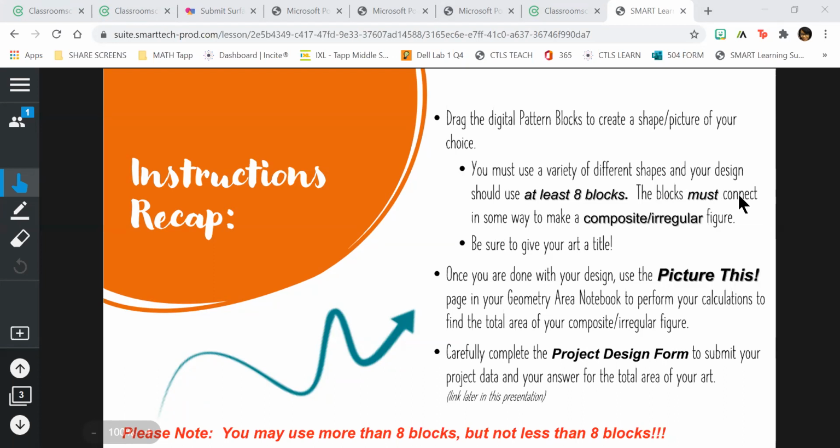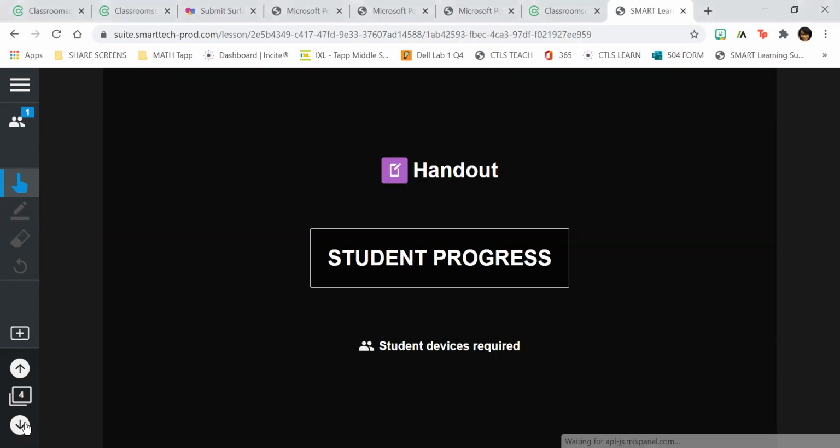And it says the blocks must connect in some way to make a composite/irregular figure, and be sure to give your art a title. Once you are done with your design, use the picture this page in your geometry area notebook to perform your calculations to find the total area of your composite/irregular figure. Carefully complete the project design form to submit your project data and your answer for the total area of your art. Link later in this presentation. So let's look at the next page.